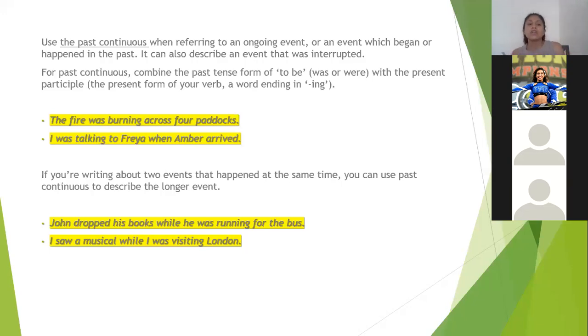For example, John dropped his books while he was running for the bus. Okay, so he dropped his books while indicates that those 2 actions were happening at the same moment. Okay, so in this case, he was running while he dropped his books. I saw a musical while I was visiting London. So I'm going to use the past continuous again when I'm talking about an event that had a longer duration, that was an ongoing event in the past. And it describes a specific moment in the past.